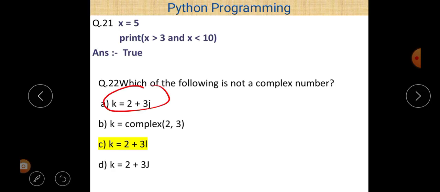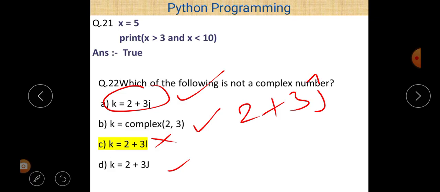So 2 plus 3j is the correct representation. K is equal to complex(2, 3). So a complex number can also be represented like that. It simply means 2 plus 3j. Okay, so we can represent a complex number just like that. Next is 2 plus 3l. So this is a wrong representation. And answer number 4, k is equal to 2 plus 3j. So j, whether it is in lowercase or uppercase, doesn't matter. So C is the correct answer. C does not represent a complex number.